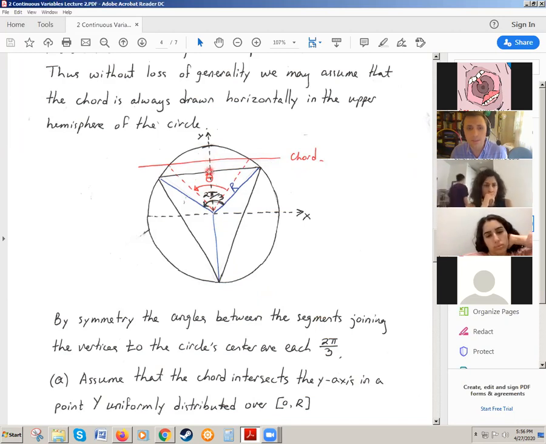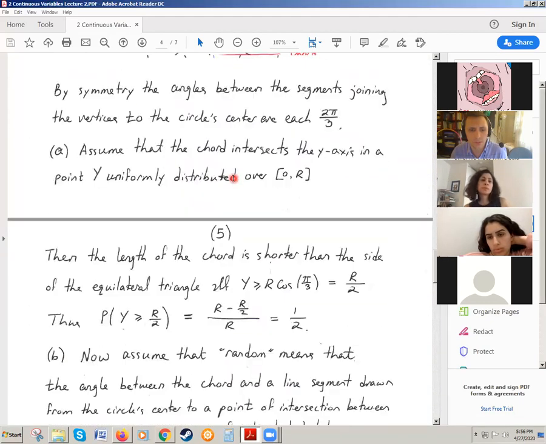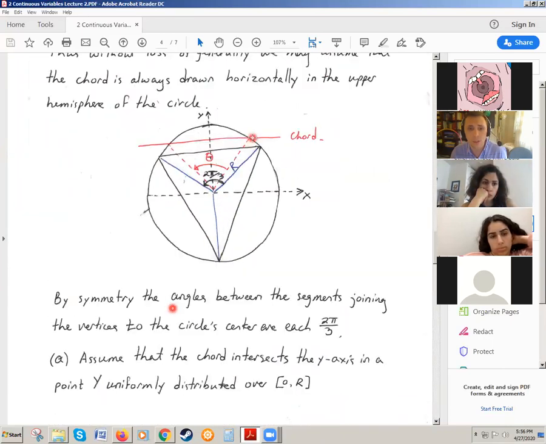And so then what's the probability the chord is, what did they want to ask? The probability that the chord is smaller than the length of the triangle side.